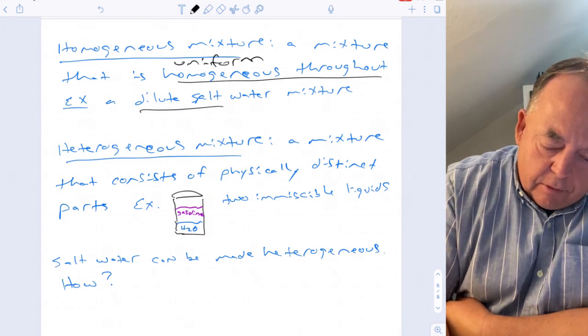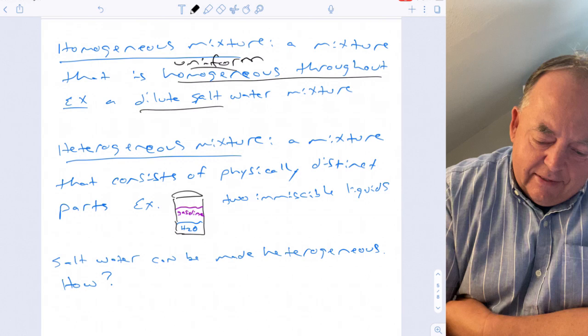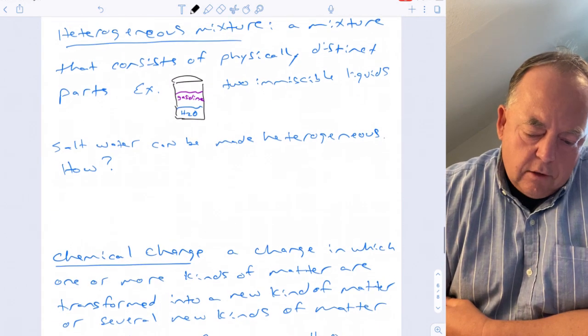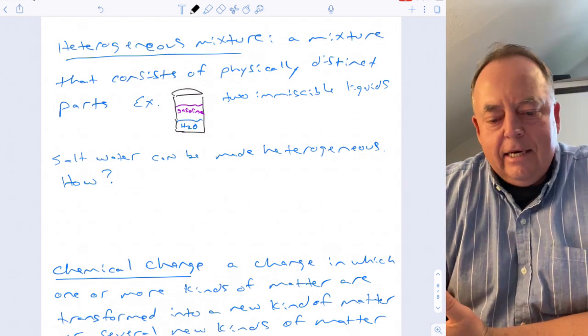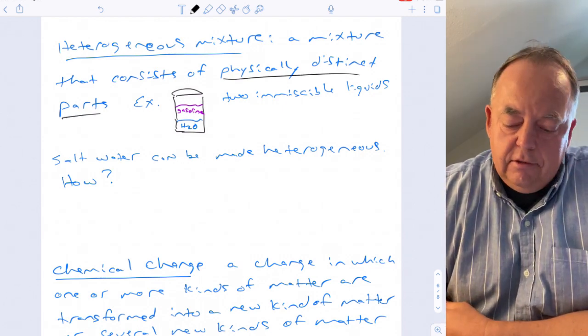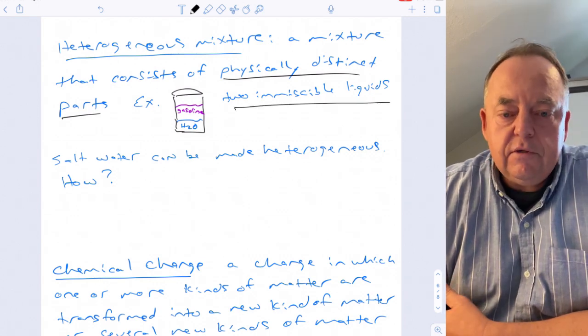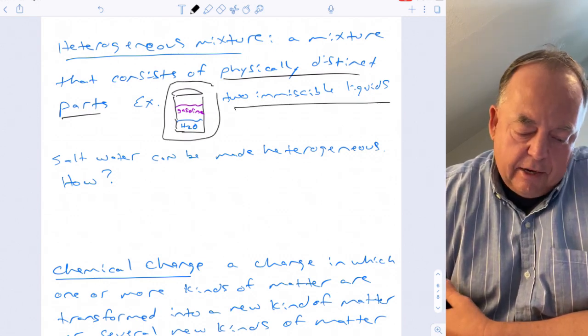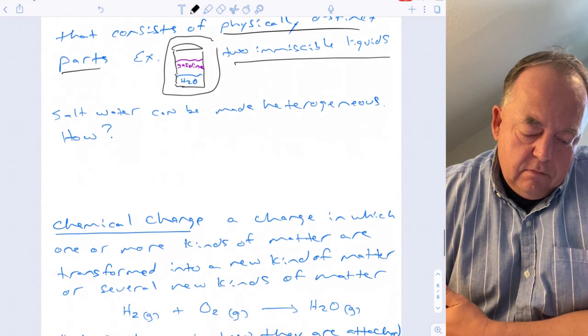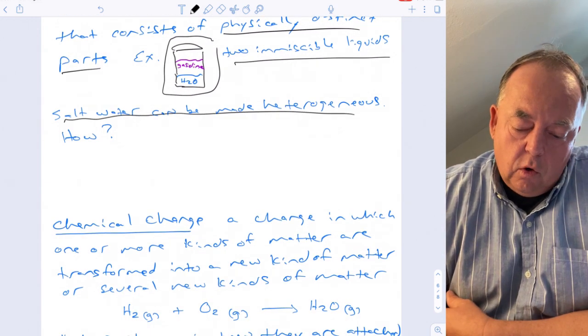Let's not use the same term to define the word. It's a mixture that's uniform throughout. A heterogeneous mixture would of course be one that is not uniform throughout, so it consists of physically distinct parts. It could be two immiscible liquids, for example, like we looked at earlier. That would be a heterogeneous mixture. Salt water can be made heterogeneous.